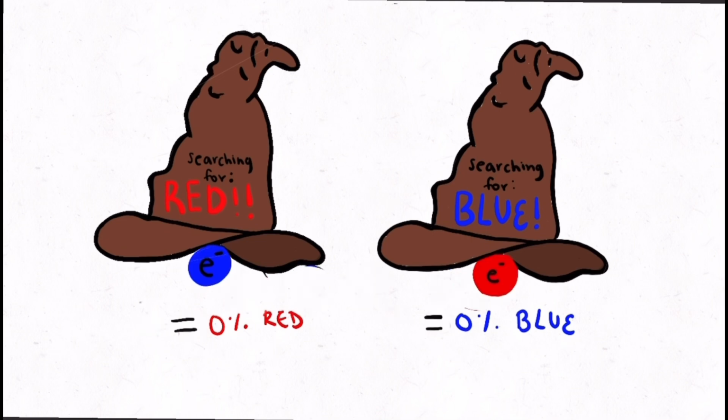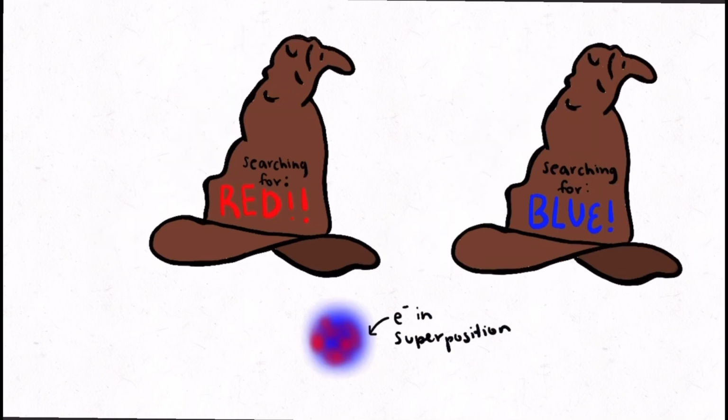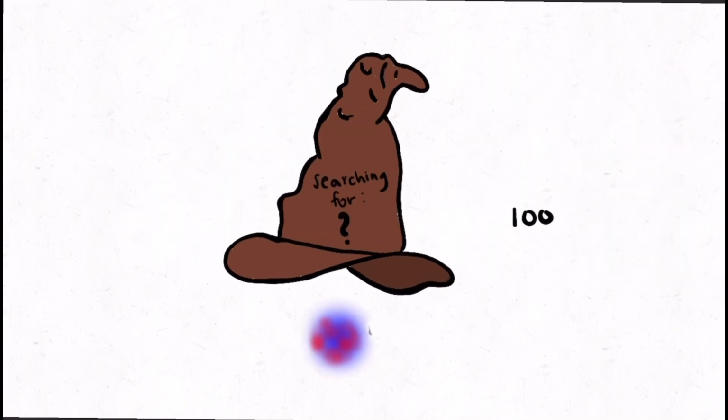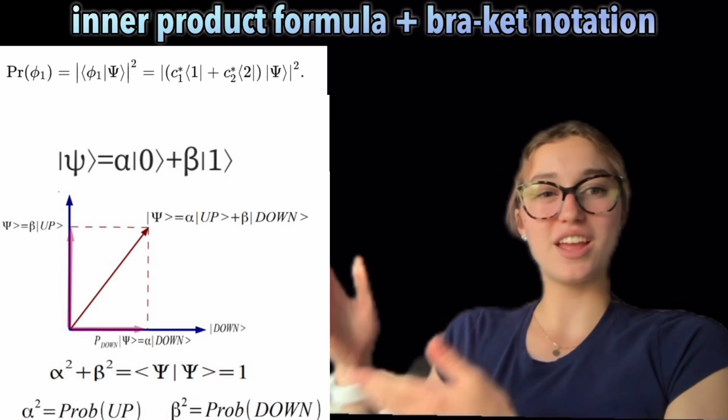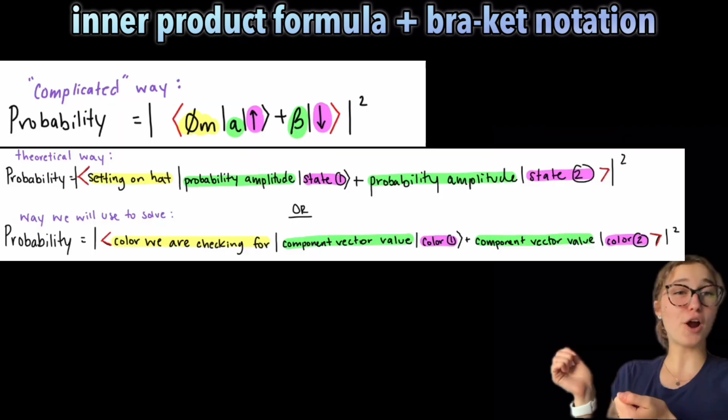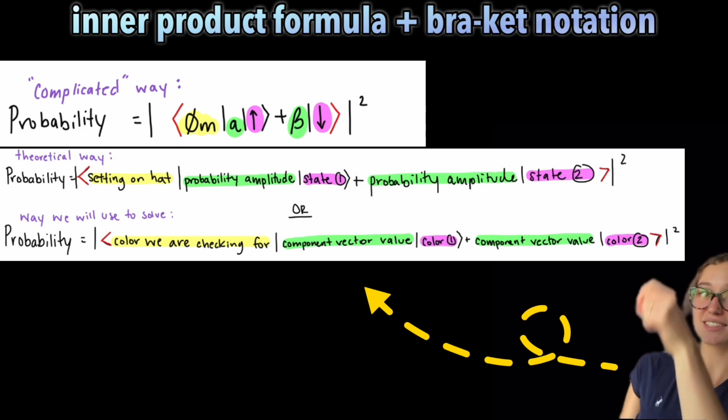Makes sense, right? So now what would happen if we put our particle in superposition in there? Since it's in both states at once, we can't assume probability. It must come out in one defined state, because we've measured it. We can predict which state this will be using the inner product formula and bracket notation. They really look like this, but for our purposes, we're going to look at them like this.